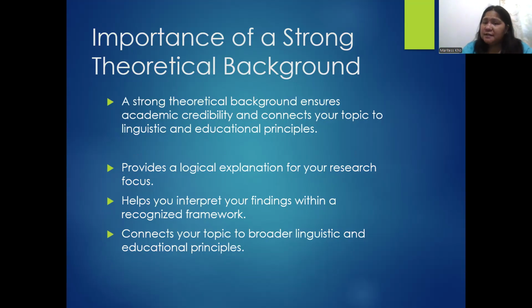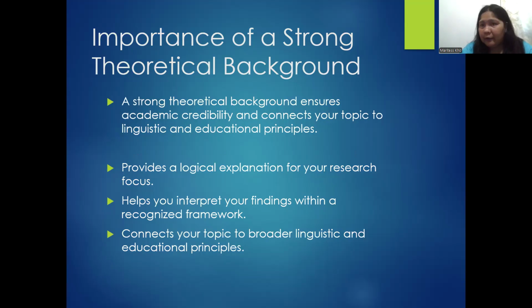Let's say, for instance, you find that students perform better in grammar after interactive chatbot sessions, so you can use Vygotsky's social constructivist theory. Why? Because this theory helps you interpret this improvement as a result of social interaction and also with the help of scaffolding.